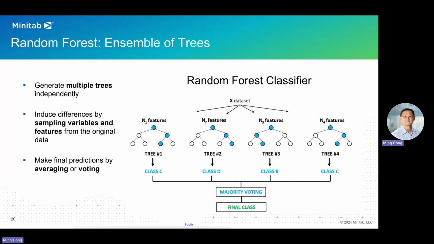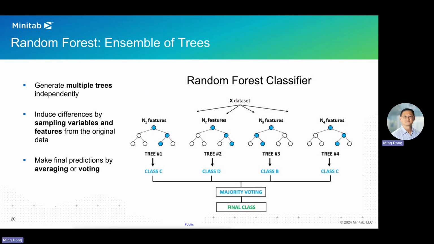The second algorithm we're going to introduce is called random forest. It's based on asking many experts. We call it ensemble trees. This algorithm can generate multiple trees, but they are independent. Independent means they're not related.